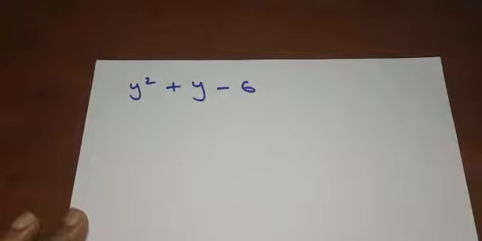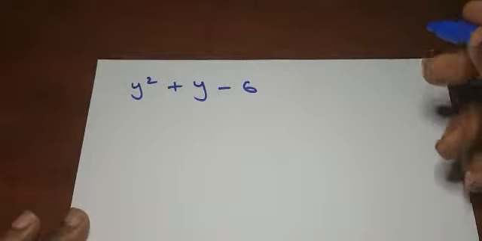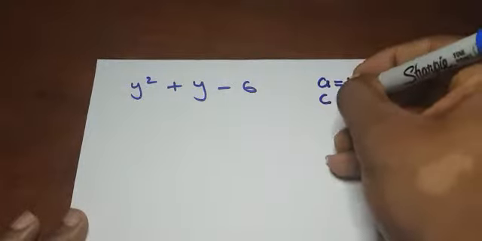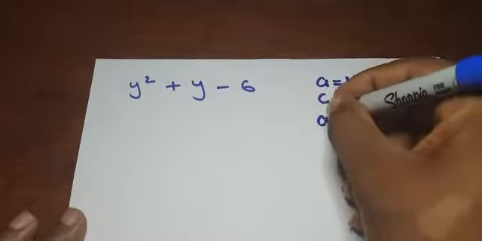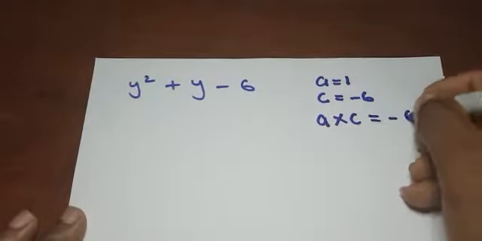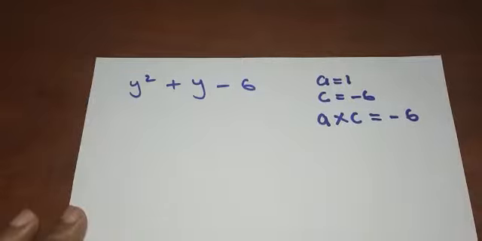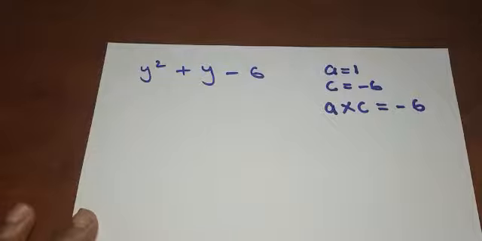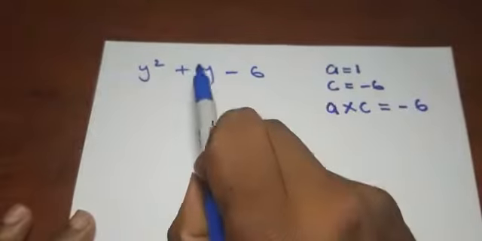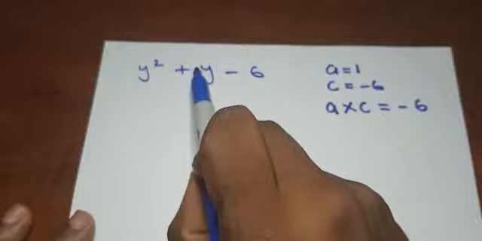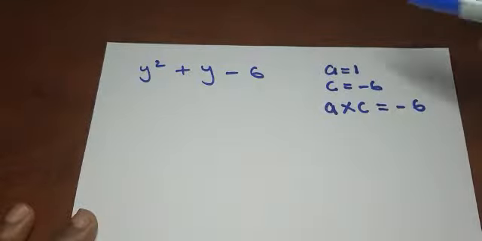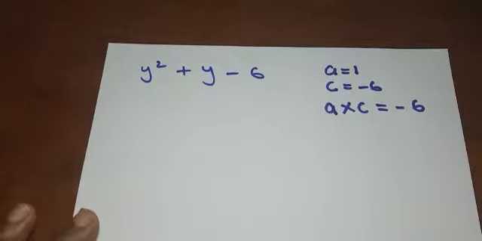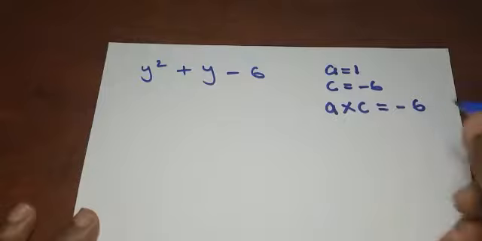So here's another question. Again, our a is 1, our c is minus 6. So a times c is minus 6. We're going to look for factors of minus 6 such that when we add or subtract them, we get 1. We notice that our b in this case would be 1, because we have 1y. So let's look at some factors of minus 6.